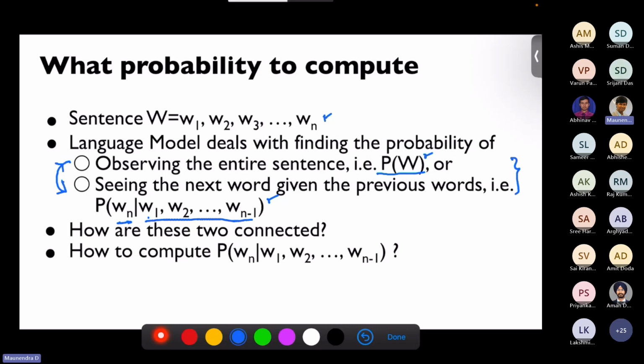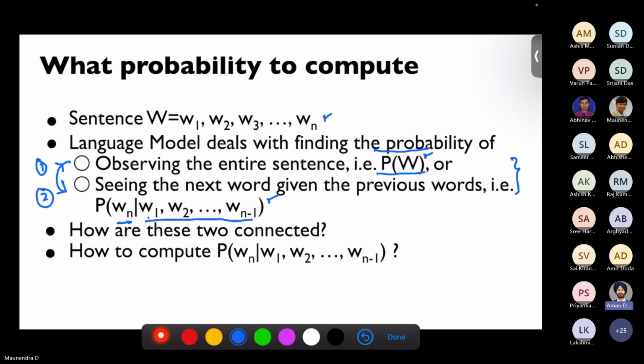So we say that a language model deals with finding the probability of observing the entire sentence, and the probability of seeing the next word given the previous words. Obviously these two probabilities are different. We're trying to measure two different things: the entire sentence versus the next word given the previous words. However, although they are different, there is a connection between these two. Can we establish that connection? Can we identify that connection?